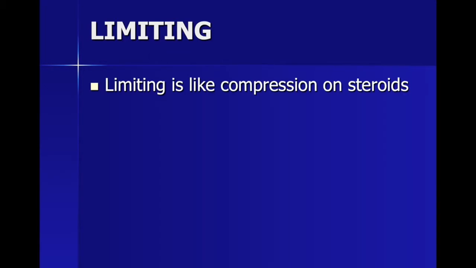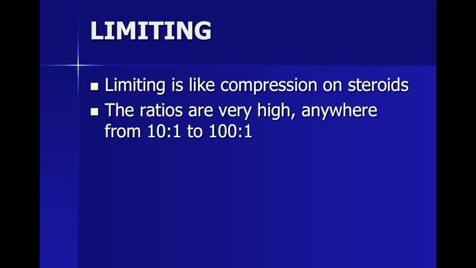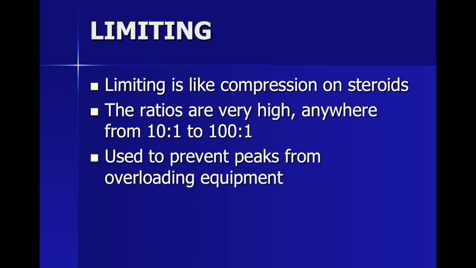Now limiting is, I call it compression on steroids. It has a number of different functions. The ratios on limiters are very high. They usually start at 10 to 1 to 100 to 1. It can even say infinity to 1. And these are brick wall compressors. Once the input level hits the threshold, it does not get any louder. That's it. It's a brick wall.